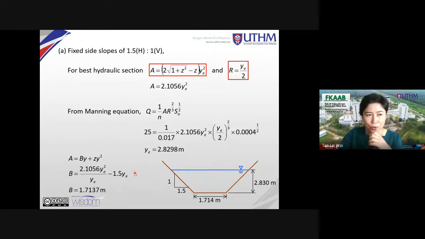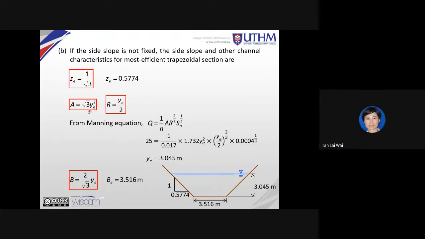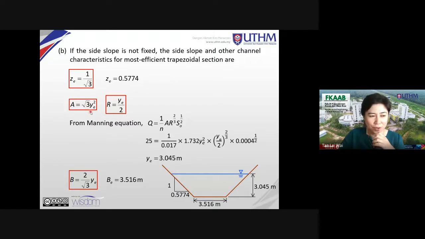Now, the second part of the question, where Z is not fixed, is not given. So they allow you to choose the best Z, or the side slope. You showed last Sunday that the best Z is 1 over square root 3, which gives 0.5774. And you can also take this formula from the table, where A is square root 3 y squared, since you have already substituted z equals 1 over square root 3, and your hydraulic radius is y over 2.